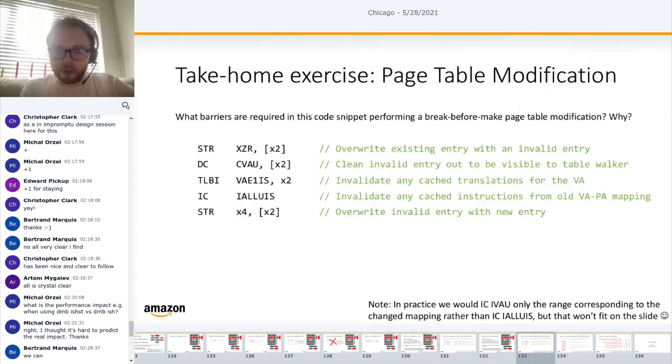Okay, so I've already gone 20 minutes over. So what I'll quickly do is show you something here, which I've called a little take-home exercise.